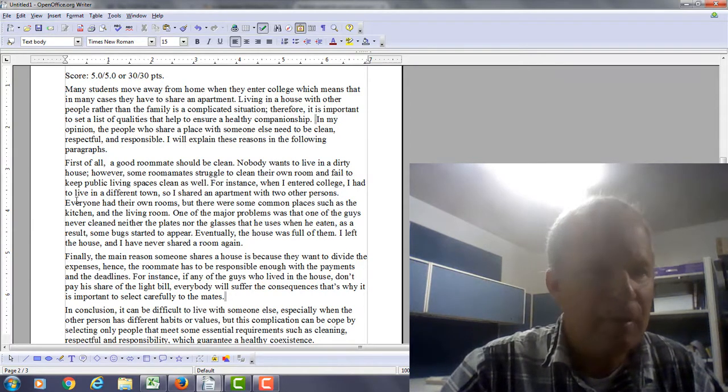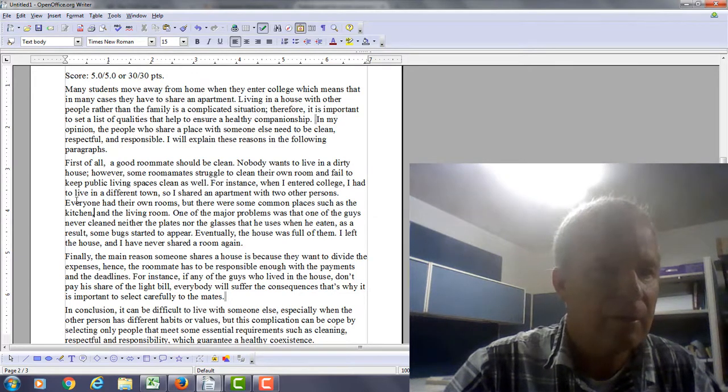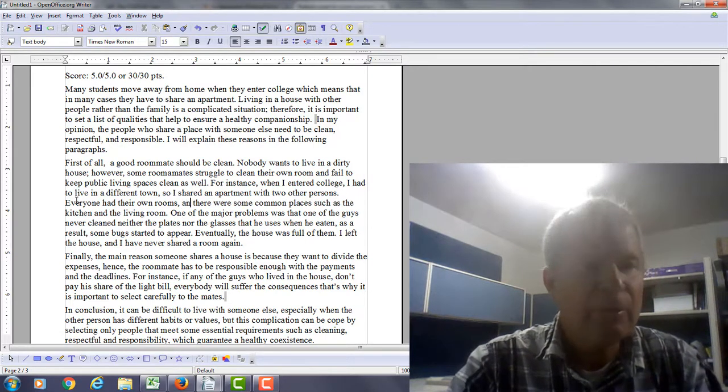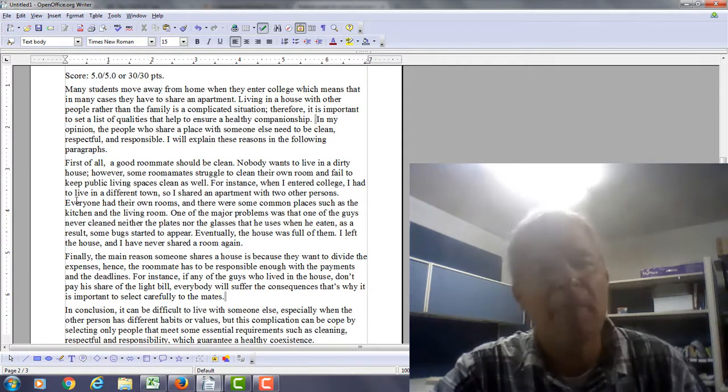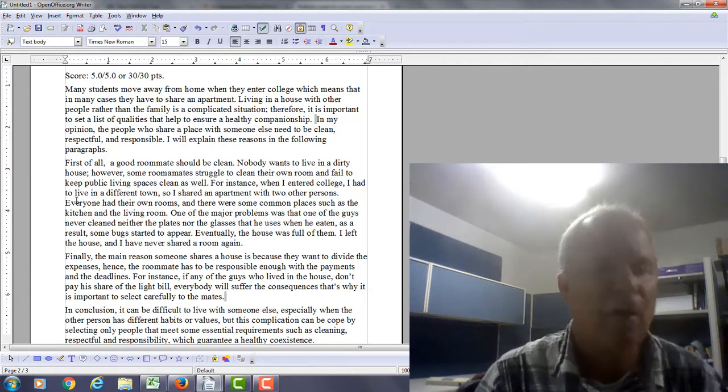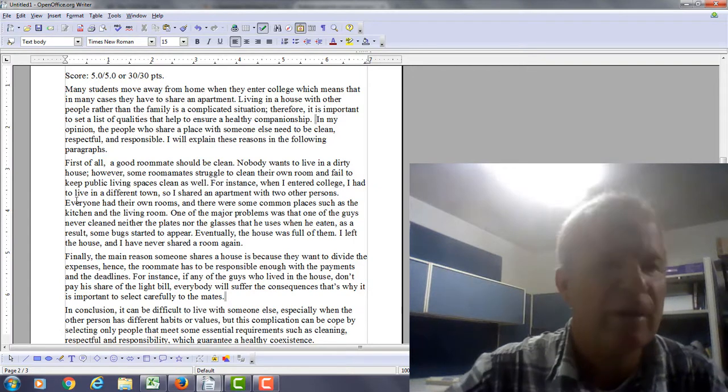But there were some common places, such as the kitchen and the living room. I would say and here. It's not really that much of a contrast. You have rooms and you have common places. They're not like opposite. It's all part of the same living arrangement, right?